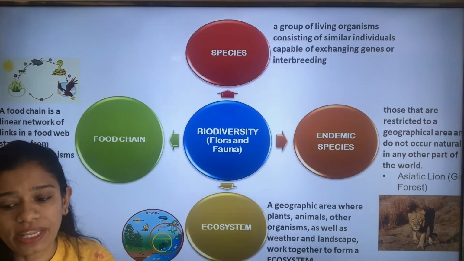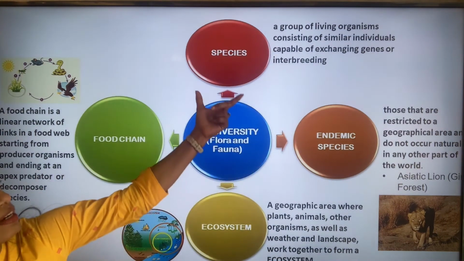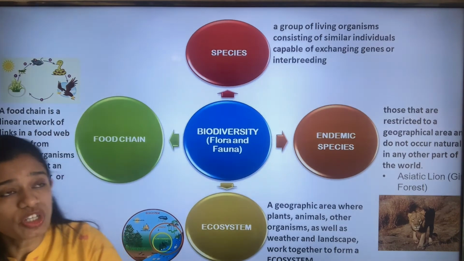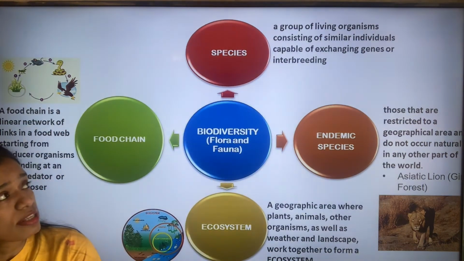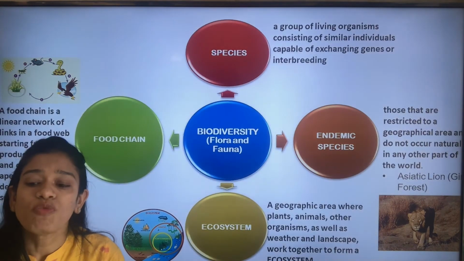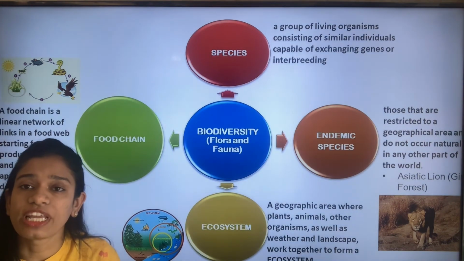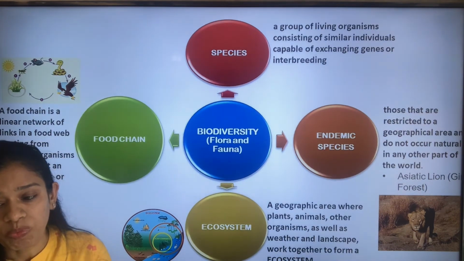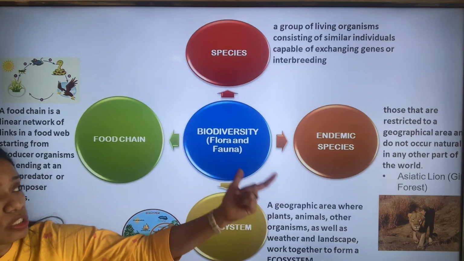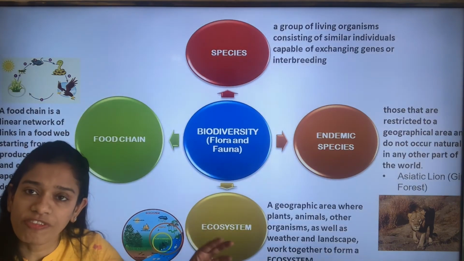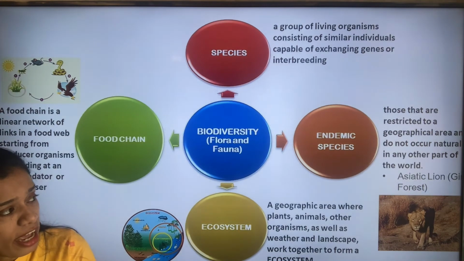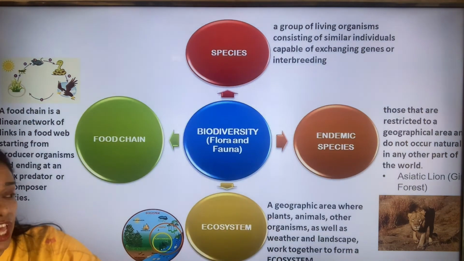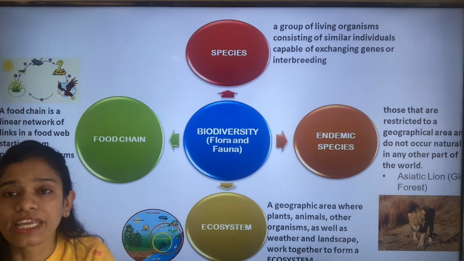Moving on to the next one, that is the species. We have talked about species so much. What is a species? A species is a group of living organisms consisting of similar individuals which are capable of interbreeding among themselves. Now, what are endemic species? Those that are restricted to a particular geographical area, and they do not occur in any other part of the world, like that of the Asiatic lion, which is found in the Gir National Forest.